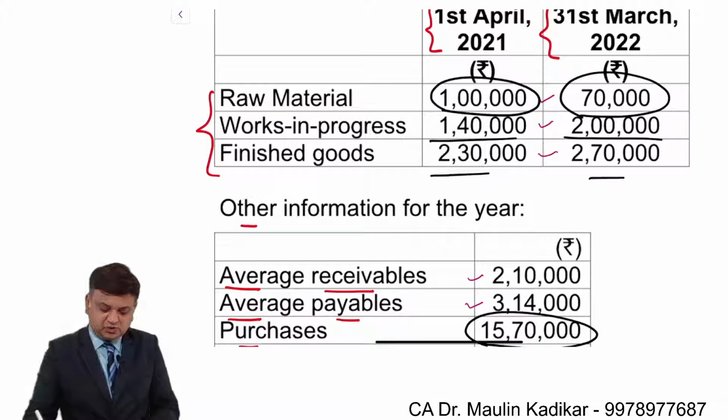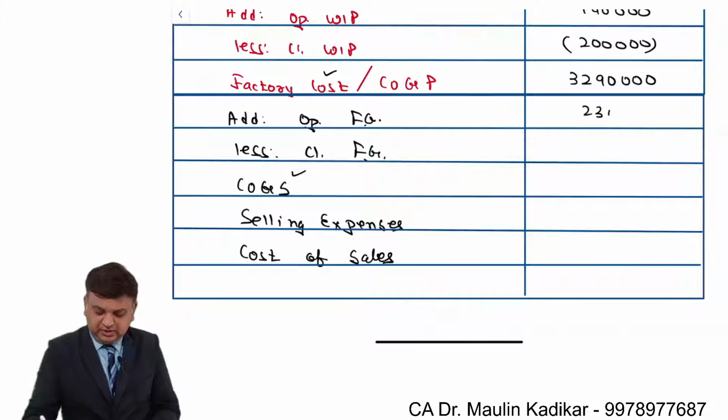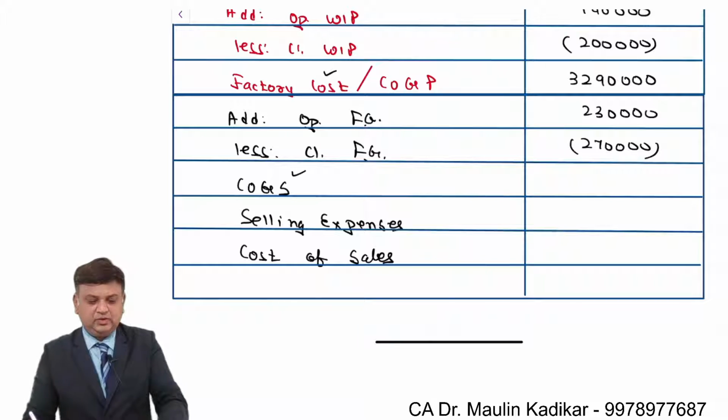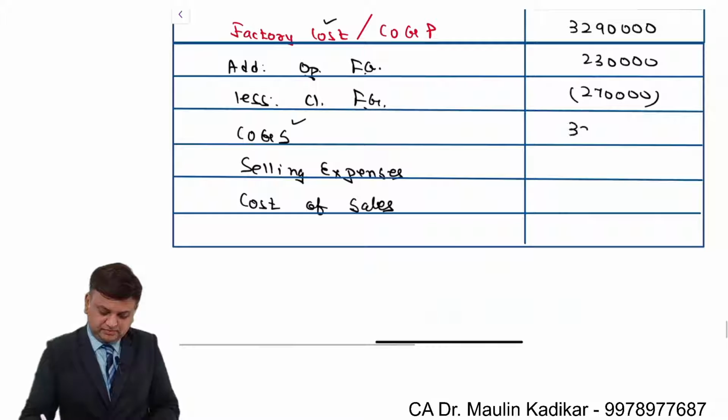Finished goods opening is 2,30,000 and closing is 2,70,000. So 32 lakh 90,000 plus 2 lakh 30,000 minus 2 lakh 70,000, that is 32 lakh 50,000.